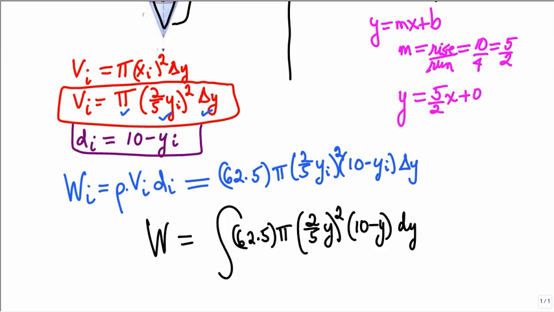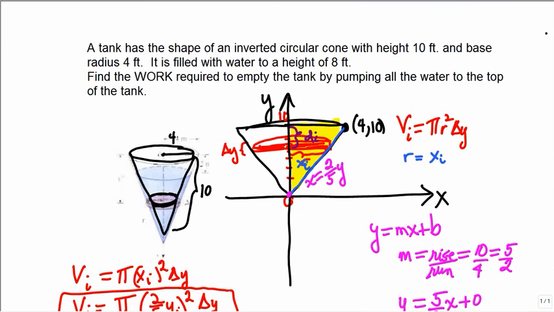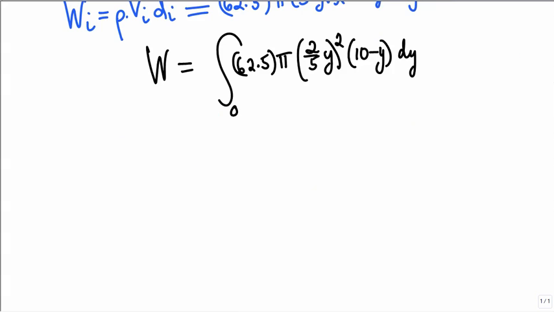Now the only thing we have to worry about is what the limits of integration are. We started at 0, but let's go back to the problem, where it said it was filled with water to a height of 8 feet. And so this upper limit will be 8. And this is the work needed to empty the tank.